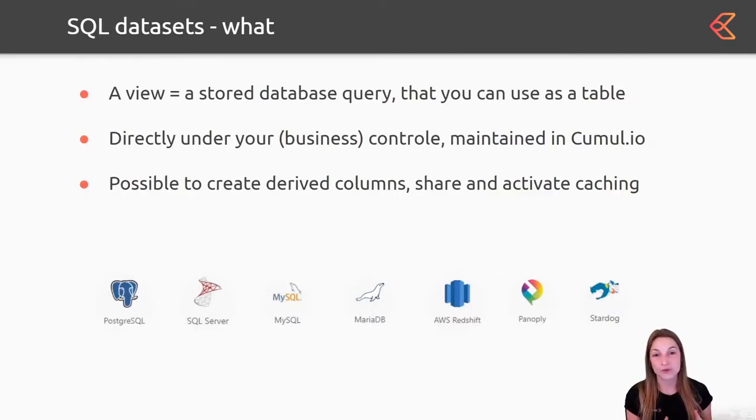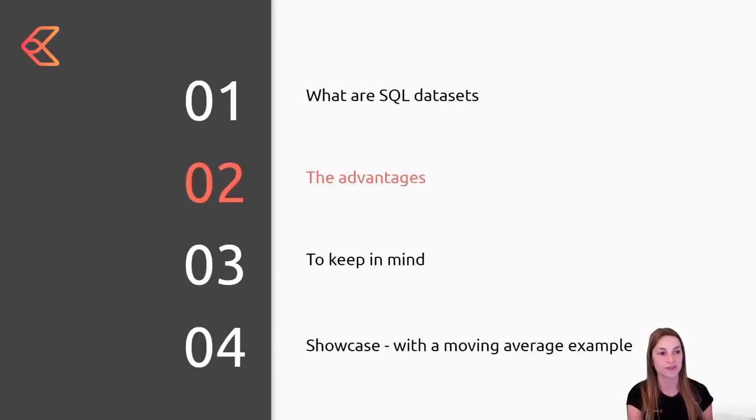Know that you can also create direct columns in them. You can share and activate caching. At the moment, this feature is active for the databases that you can see below. In my example, I will use PostgreSQL. So a view is a stored database query which you can use as a table, and the SQL datasets feature makes it possible to create views in our platform itself.